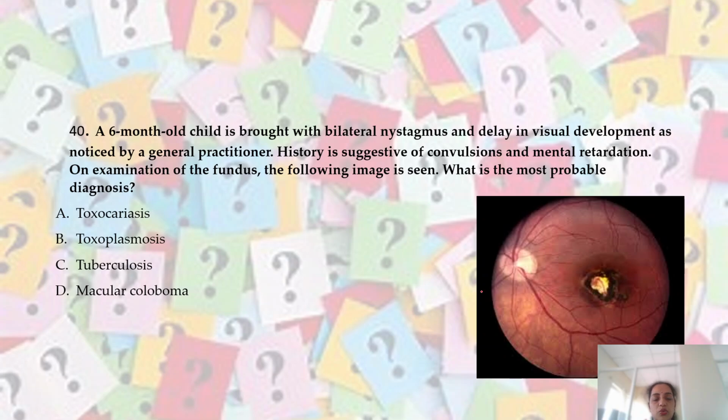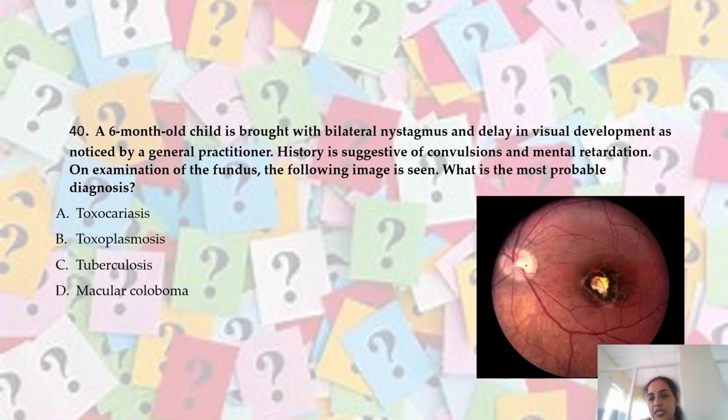A 6-month-old child is brought with bilateral nystagmus and a delay in visual development as noticed by a general practitioner. History is suggestive of convulsions and mental retardation. On examination of the fundus, the following image is seen. What is the most probable diagnosis?